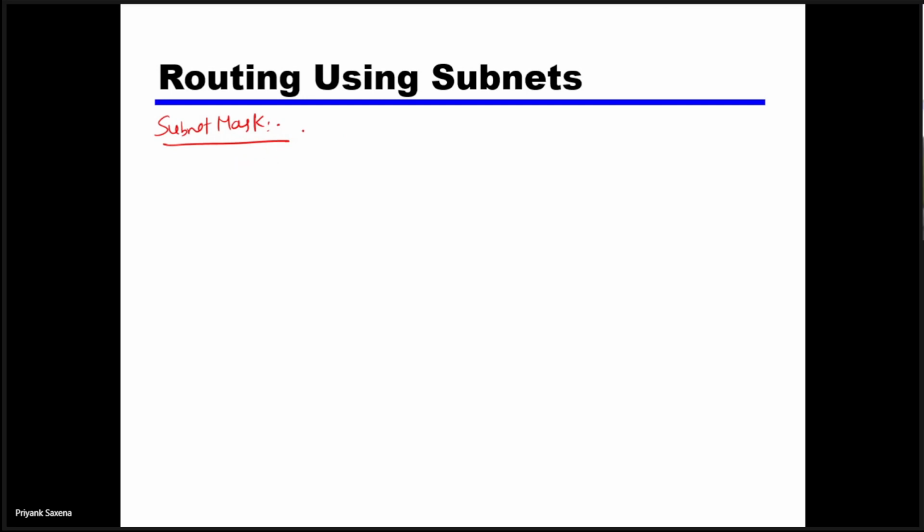So the subnet mask for class A, I am talking about the default subnet mask, is 255.0.0.0. Once you apply this subnet mask, an AND operation is performed with the class A address. What does 255 mean? The first octet. If you write it in hex, it is FF. So it is all ones.